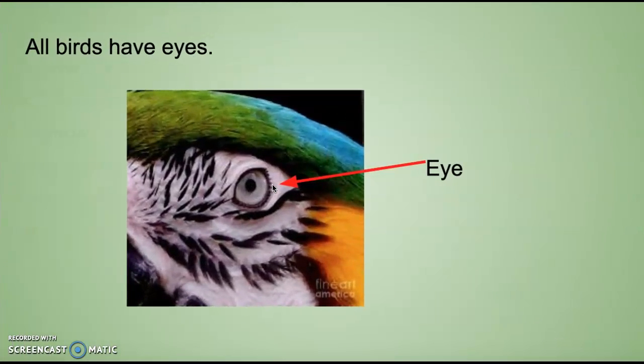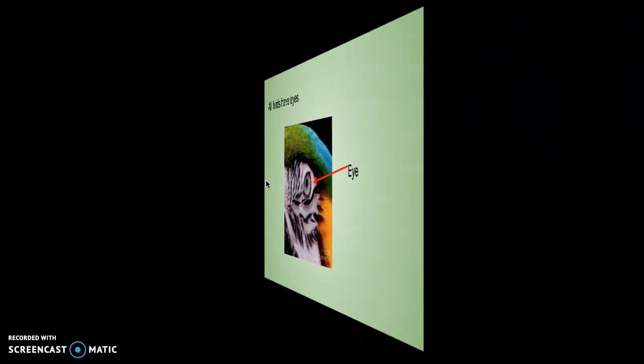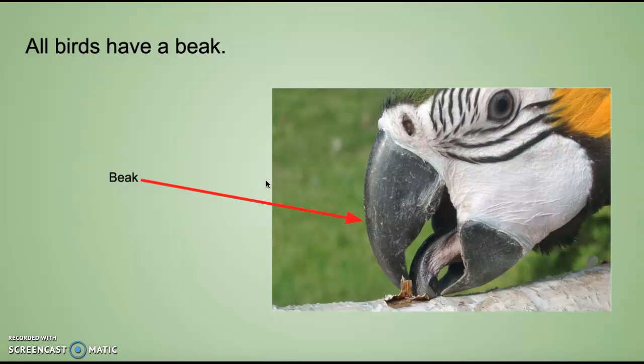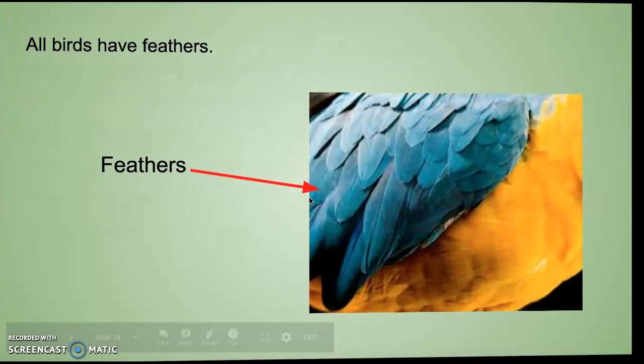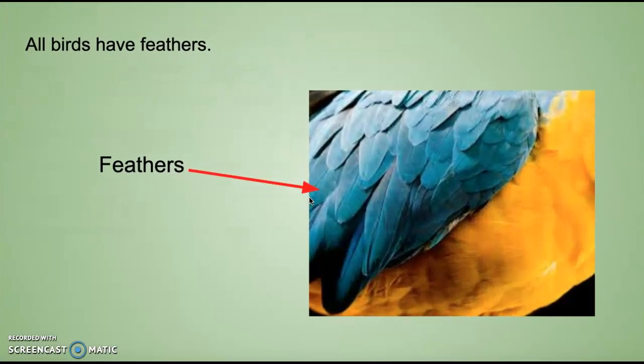All birds have eyes. Birds use their eyes to help guide them when they fly. Here we see the eye of this bird. All birds have a beak. Birds use their beak to eat and feed their young. Here we see the picture of this bird's beak, and it's trying to pick up something to eat. All birds have feathers. Birds use their feathers to protect them from the cold. Here we see the feathers of this bird.